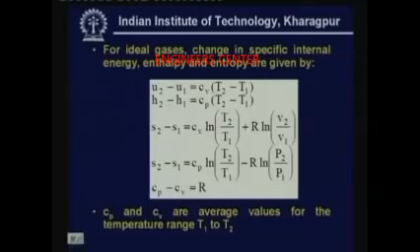Next, using the first TdS equation, we can find out the entropy change of an ideal gas, that is given by S2 minus S1 is equal to Cv ln T2 by T1 plus R ln V2 by V1. This is obtained using the first TdS equation, and then using the second TdS equation we can also find out the entropy change in terms of Cp and pressures, that is given by S2 minus S1 is equal to Cp ln T2 by T1 minus R ln P2 by P1. And as you know very well, the difference Cp minus Cv is equal to the gas constant.